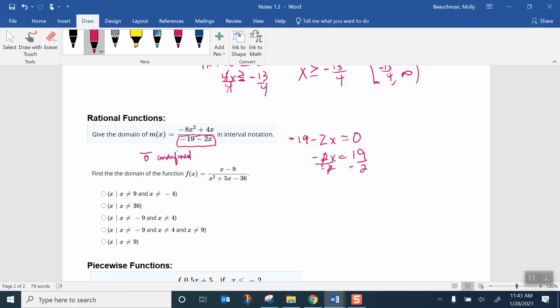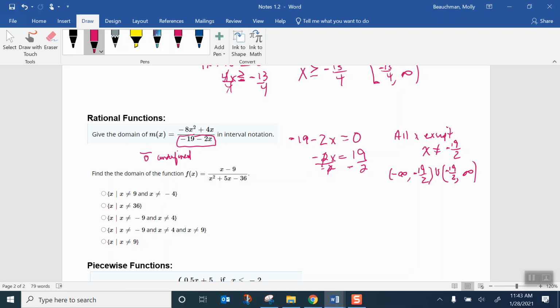X is equal to negative 19/2. So the domain is all values of x except x cannot equal negative 19/2. We can write that a few different ways. If you wrote that in interval notation, it would be negative infinity to negative 19/2, not including negative 19/2, union negative 19/2 to infinity. So that expresses all the values in interval notation.